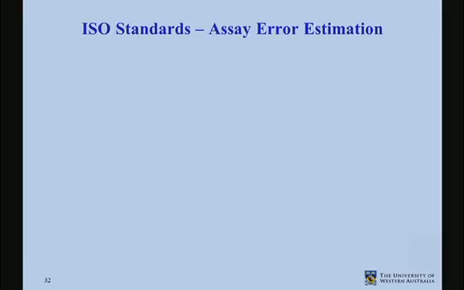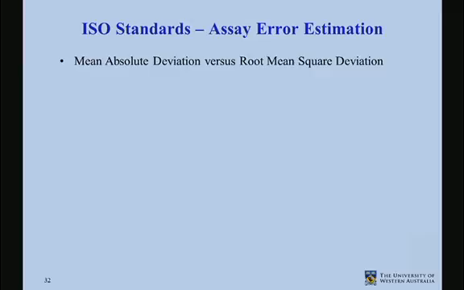Another thing I got involved with was the ISO standards. You've all met ISO, I think, which is the International Standards Organization. They have a standard for measuring and reporting the error in your laboratory in measuring assays. And their recipe for it, which goes to many pages, tells you to use mean absolute deviation rather than root mean squared deviation for estimating variances.